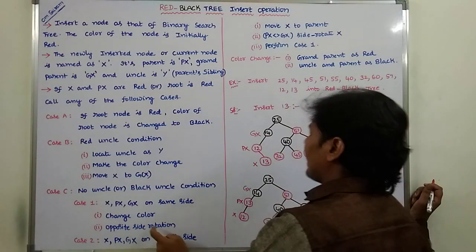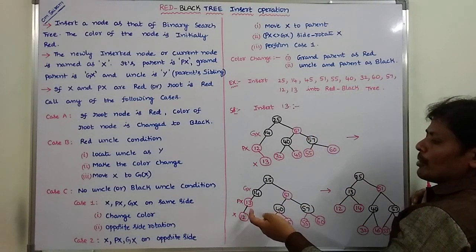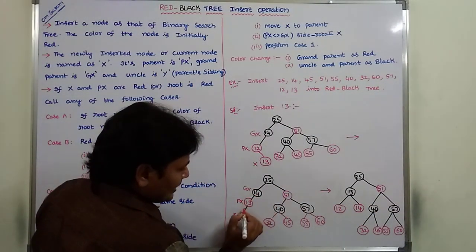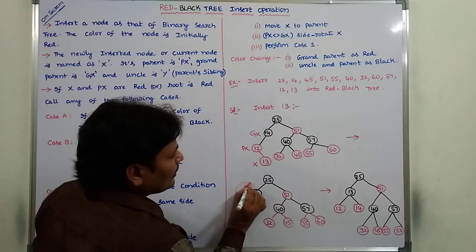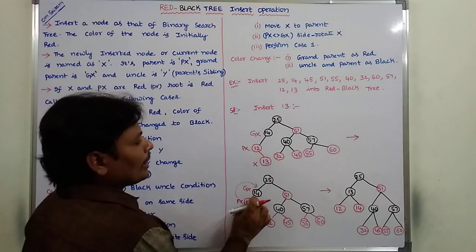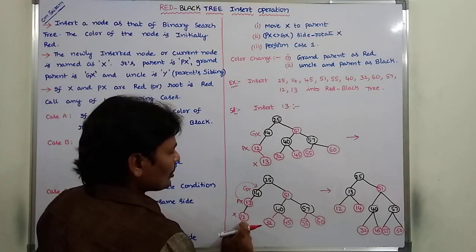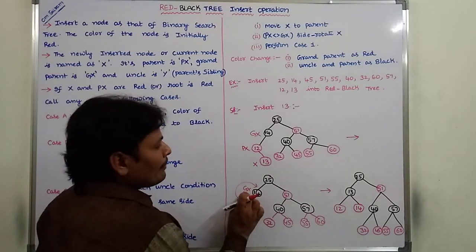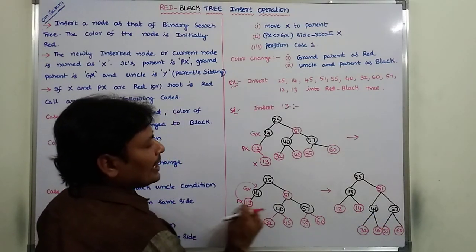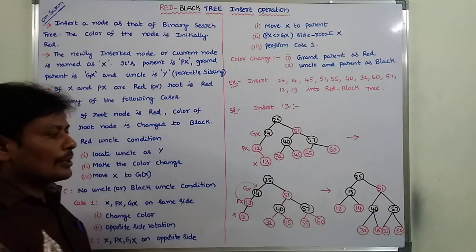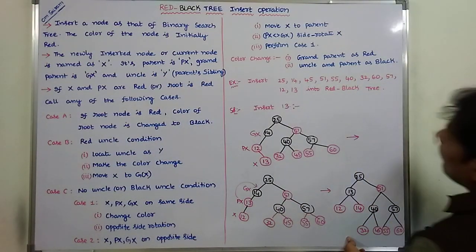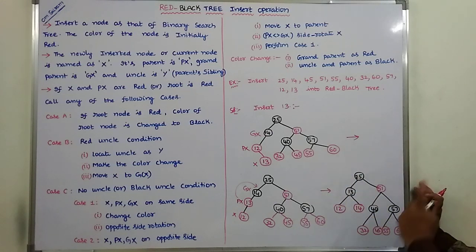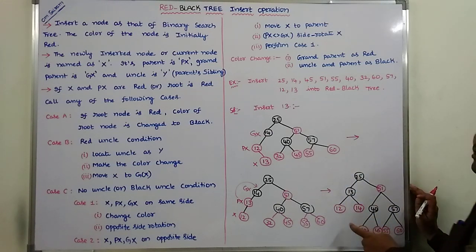Next, opposite side rotation. So after that opposite side rotation, so opposite side, this is left rotation, then go for this rotation. So 13 goes to top and 12 goes to left and 14 goes to right. Okay, now grandparent can be changed as red and parent can be changed as black. So this is the tree we are getting after this step and perform case 1 step. Okay, so this is the final red black tree.